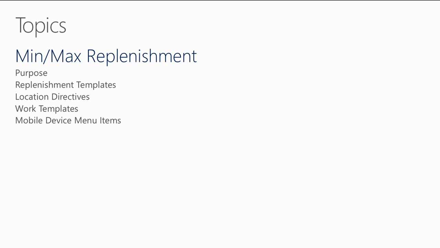As part of that setup, we have a number of things we need to define. Since this is a process in the system, we have some of the same concepts that we have on inbound processing. We have to define the location directives, which tell us where to go get things and where to put things. We define the steps that are required to complete that work, and that's done through our work template. And we define how the users will interact through the mobile device menu items.